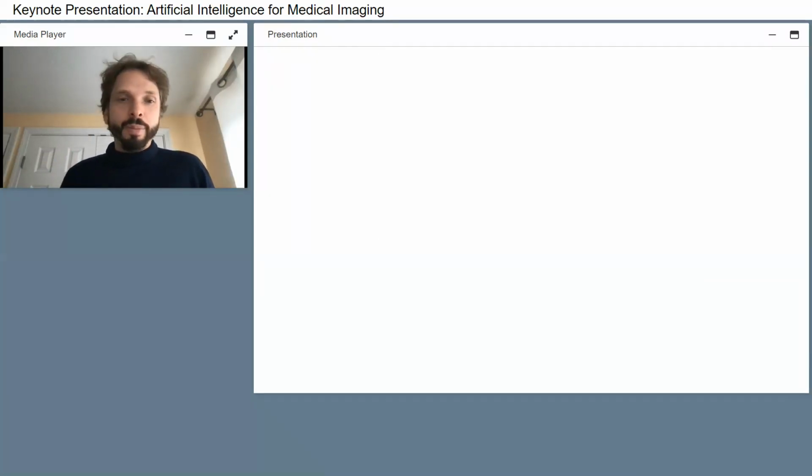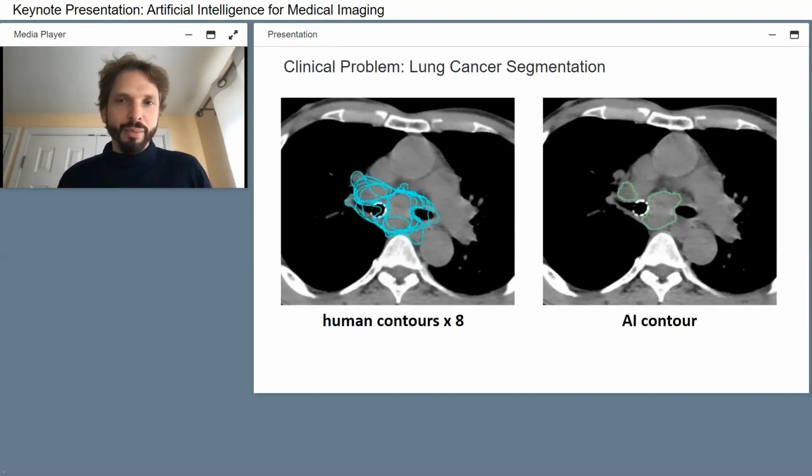All right, so now I'm going to give you another example of how we can use AI in medical imaging and the problems that we encounter there. So this is a clinical problem, right? Lung cancer segmentation. You have lung cancer, and there's involved nodal disease, and you're being referred to radiation. More than half of all lung cancer cases get radiation. So then we need to define the extent of the lung cancer tumor, right? Because that is where the radiation dose is going to go.